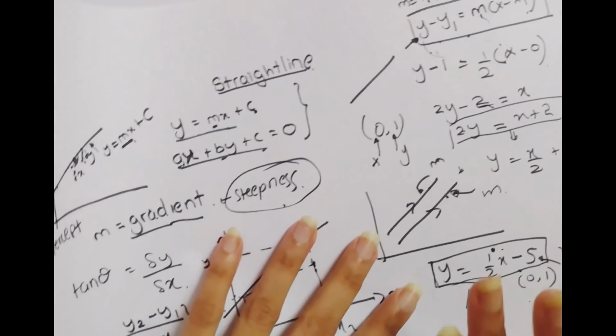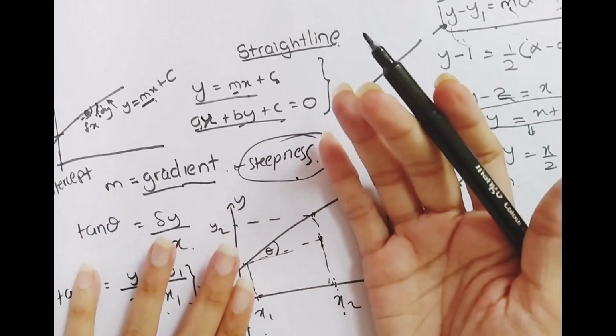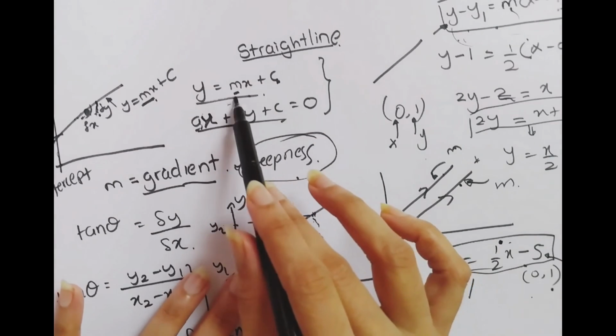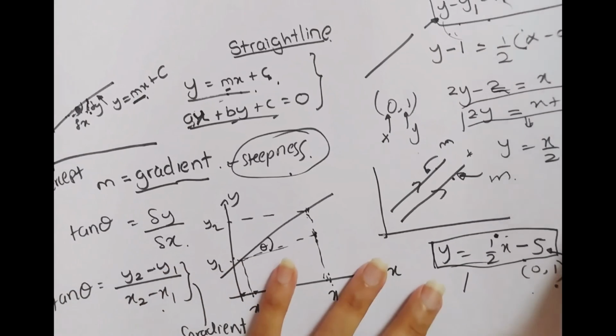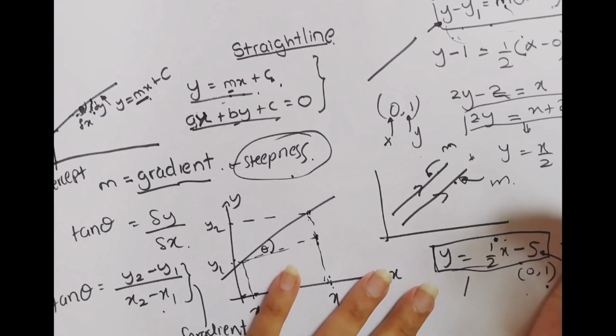So I hope you understood this video. I just wanted to give you the basics: what a straight line is and what a gradient is. In an equation, what are m and c? And if you know a coordinate and a gradient, how can you derive the equation of the straight line?